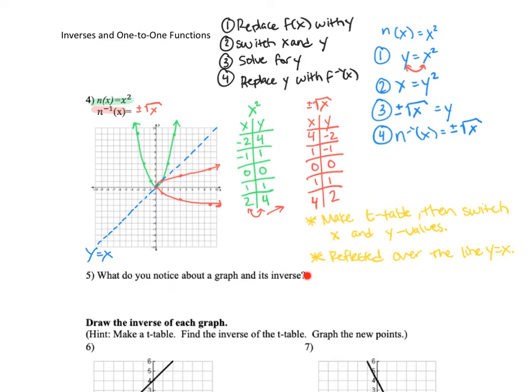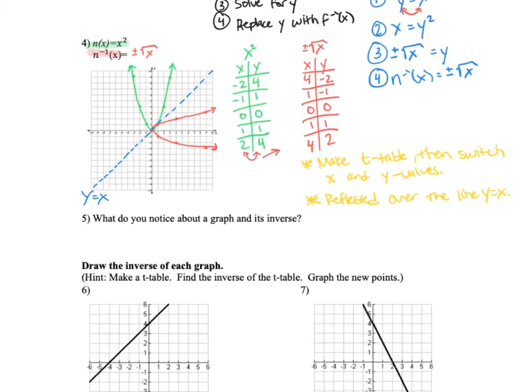This question right here, we're not going to cover right now, but just what do you notice? It could be some of the things we've been writing in yellow. It could just be what you notice overall. Are things functions? Are things not? Let me know. But let's just do one more practice with a graph before we talk about one-to-one functions.